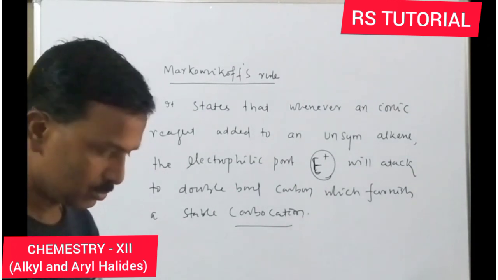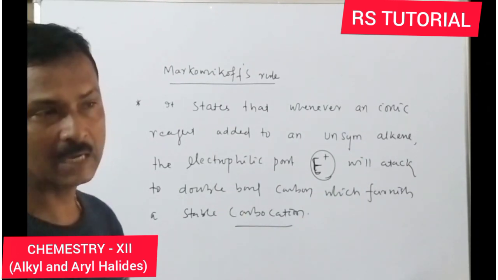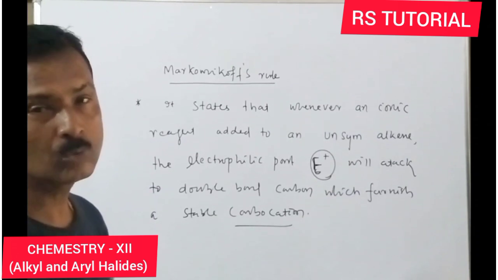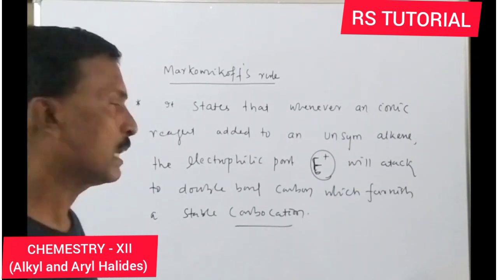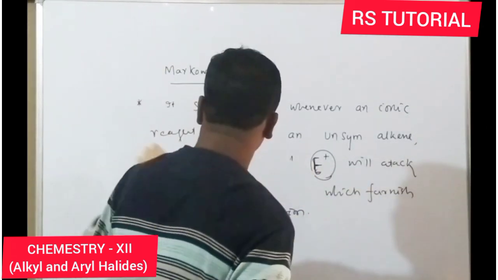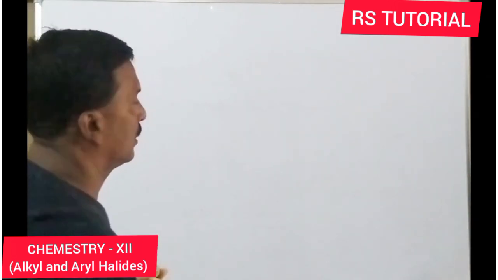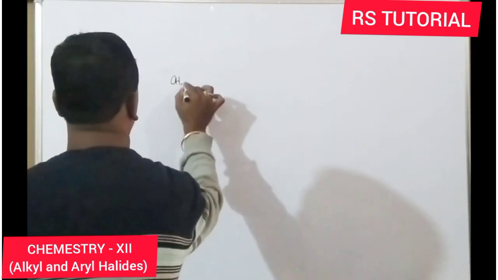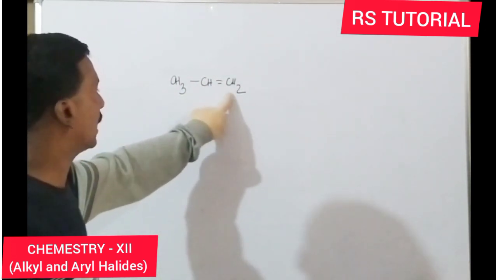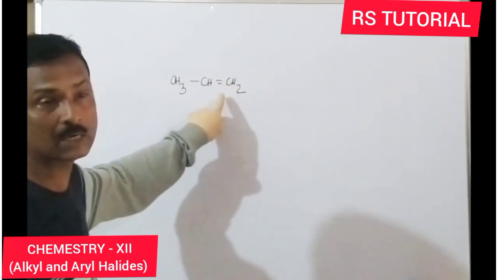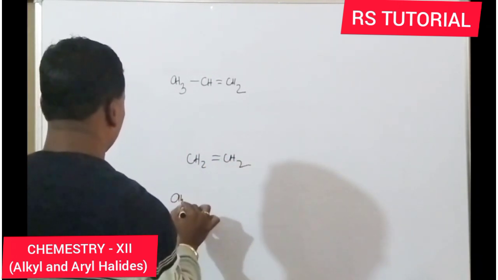By obeying this rule, we prepare alkyl halide, and in this reaction, the mechanism and how to write a correct product in entrance exams as well as in board exams, I will tell. Simply, an unsymmetrical alkene means around double bond carbon, different numbers of hydrogen atoms are there. However, this is a symmetrical alkene. This is also a symmetrical alkene.